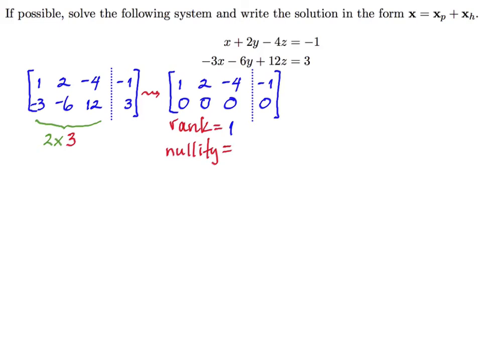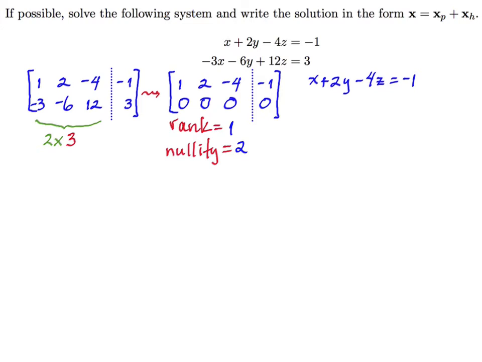And since n is 3, we know the nullity has to be 2, because 3 is equal to the rank plus the nullity, and we found the rank was 1. So we know the null space has dimension 2, and that's helpful. So we know in advance we're going to have 2 linearly independent vectors for the basis for the null space. So now let's take the first row of that reduced row echelon form matrix and write down the equation. It says x plus 2y minus 4z is equal to negative 1.